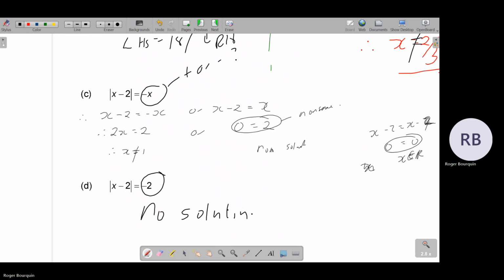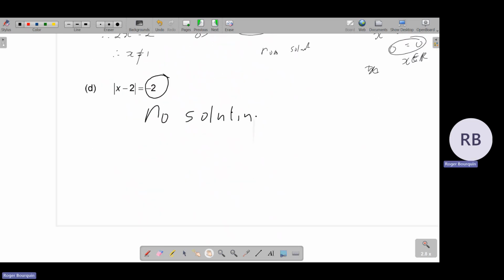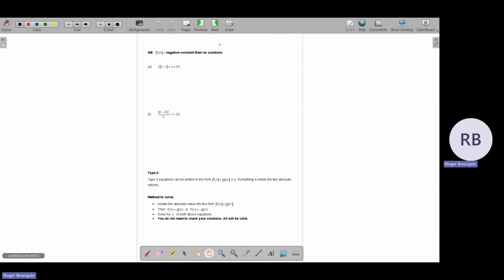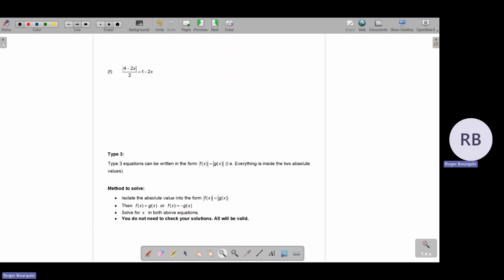Okay. All right. Last one. Is there an E on this page? No. Okay, so NB, I made a note from the previous page that if f of x is a negative constant, then there's going to be no solution. Right, try E and then we'll have a break.